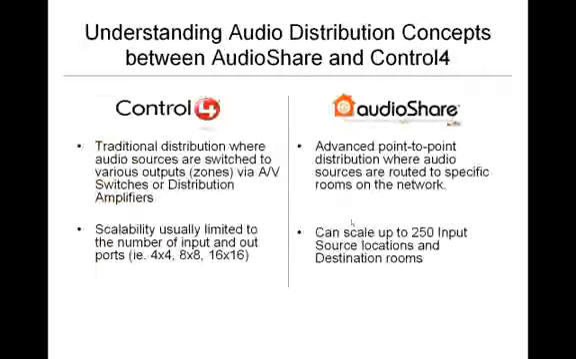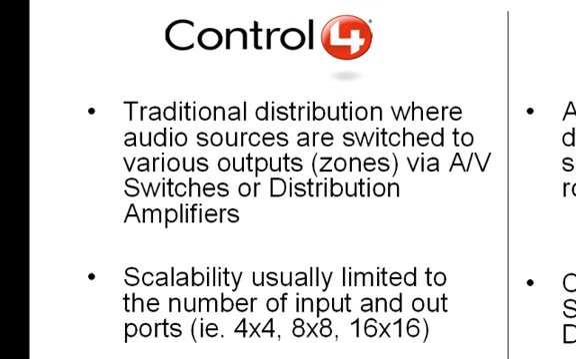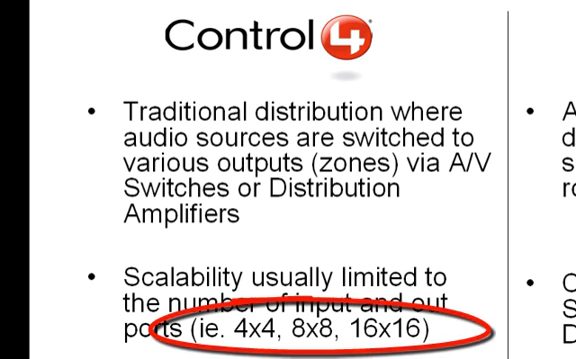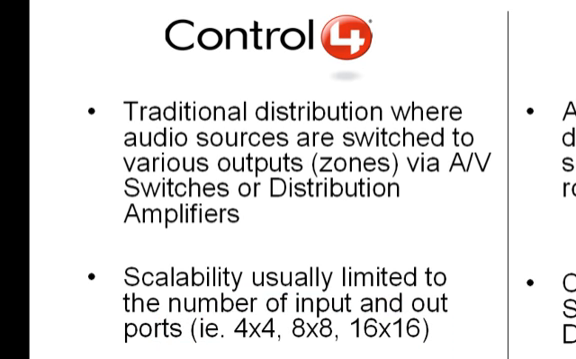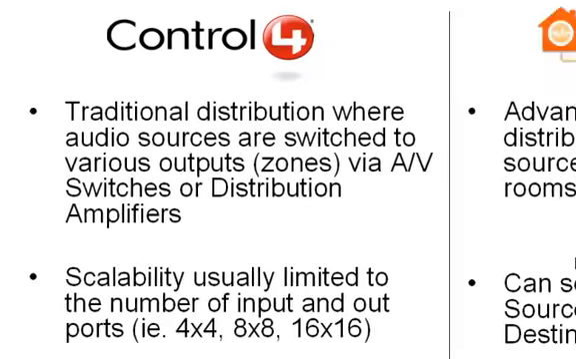Now let's look at the differences between audio distribution methodologies. First of all, Control4 uses a traditional distribution methodology where input sources are matrix switched out to outputs, or what we call zones, and that can either be done through an audio or video switch or through a distribution amplifier. The nomenclature for that is typically like a 4x4 or an 8x8 or 16x16, where the first number represents the number of inputs on that switch and the second number represents the number of outputs or zones available, and that can be any combination of numbers.